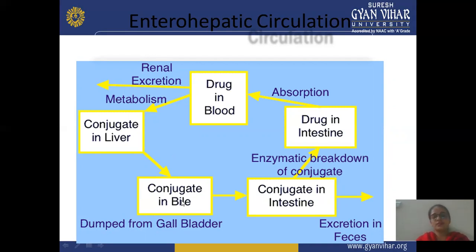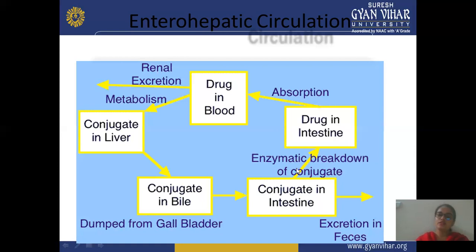Again, it is present in bile in conjugate form, and then this is dumped from the gallbladder into the intestine. After bile, it reaches the intestine. In the intestine, there may be chances that excretion in feces takes place. So after bile, it goes into the intestine, where excretion in feces is also possible.